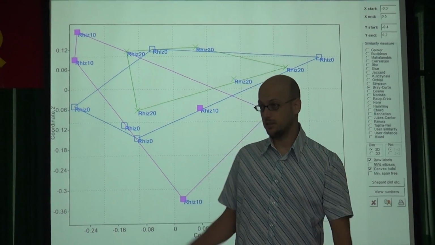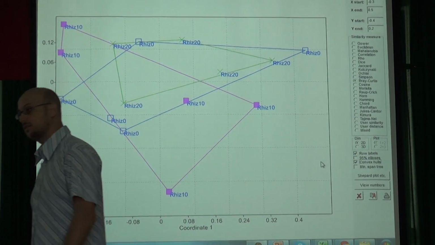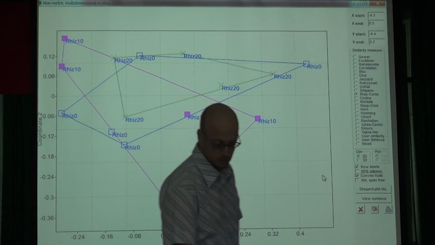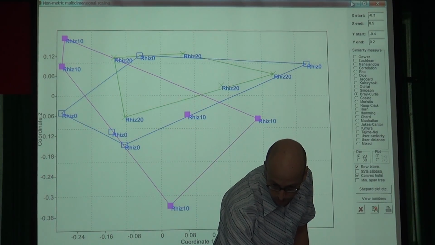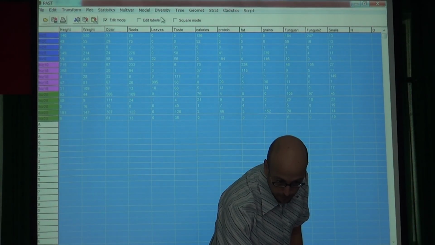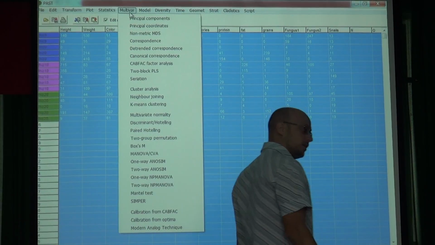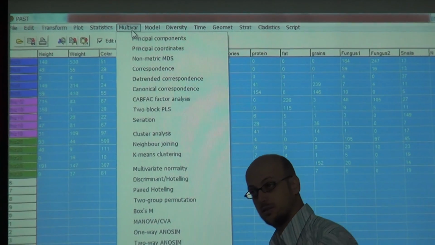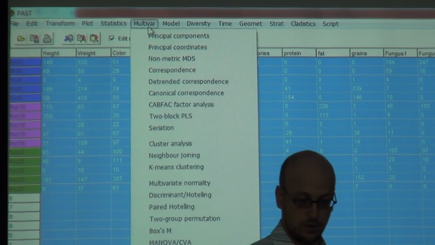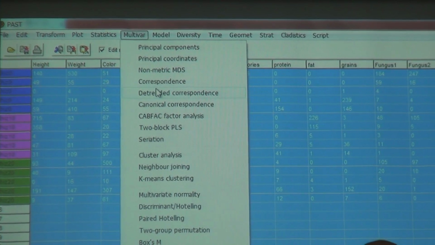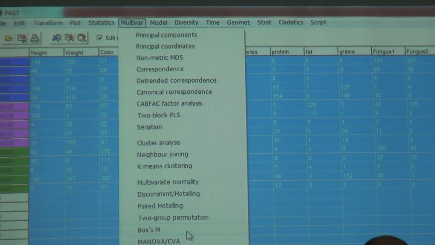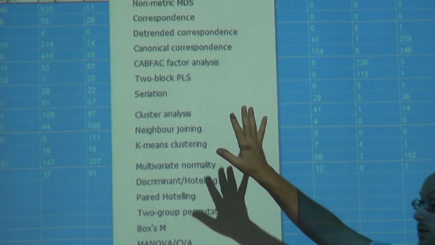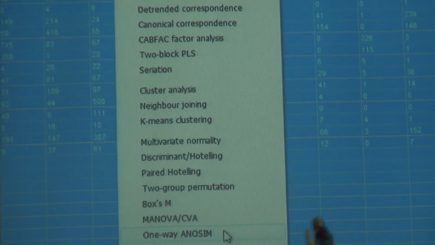And we can take this picture, we can save it, print it for later. But what we want to do now is check, finally, was there a significant difference between the three groups? And how do we do that? Which test do we need to use? And this is it in our case, a very simple test, one-way ANOSIM.